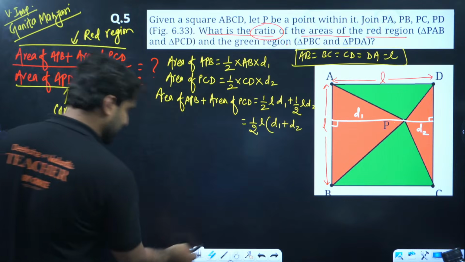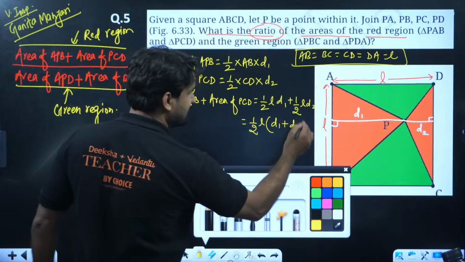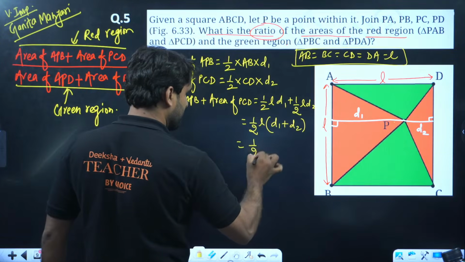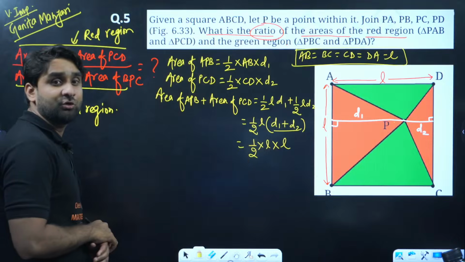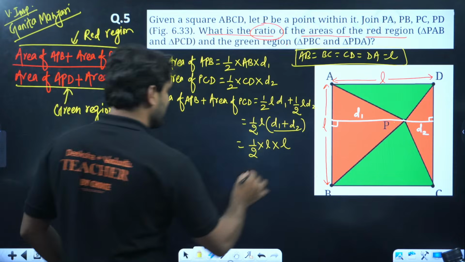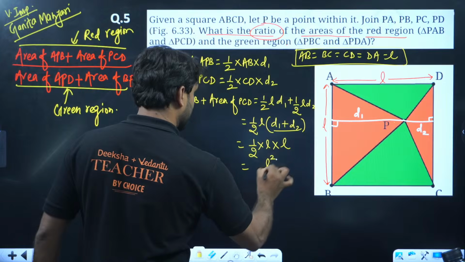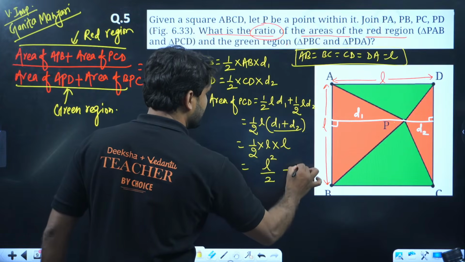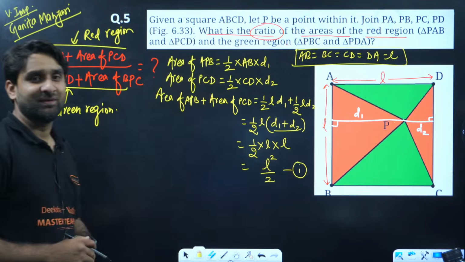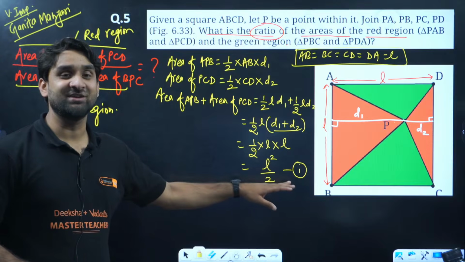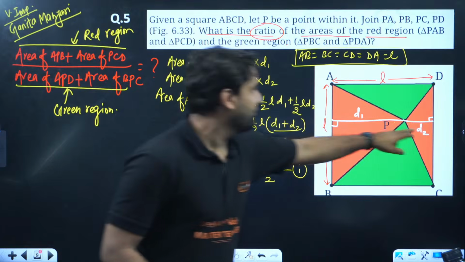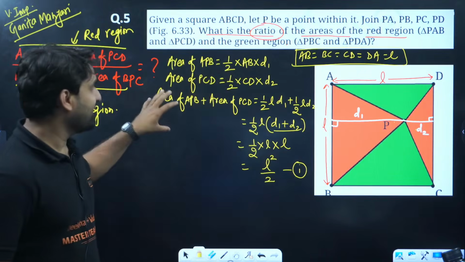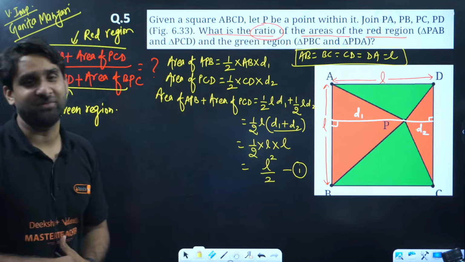So we can replace this as half L is already there, and adding D1 D2 will give you L. So L into L will be L square. So we have L square divided by 2. This is the first. So area of the entire red region, because APB and PCD will give you the red region, is equal to L square by 2.